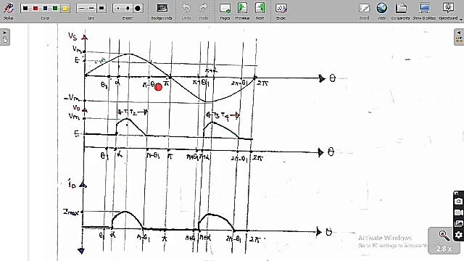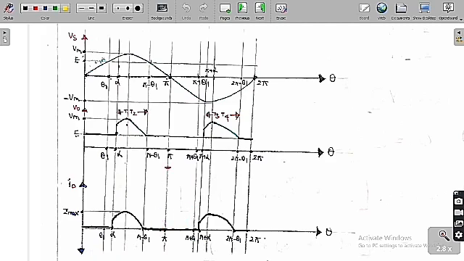After pi minus theta 1, the source voltage is less than the value of E. Therefore T1 and T2 are in the reverse blocking mode, so they are open. So the output voltage is simply equal to E and the output current is equal to 0. So this is the graph we are going to get for the T1 and T2 case.